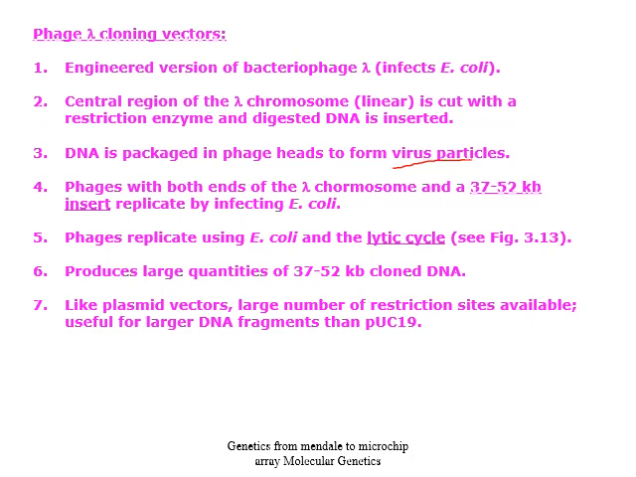E. coli. The phage replicate using E. coli and the lytic cycle, producing large quantities. Like plasmid vectors, a large number of restriction sites are available, and it is useful for larger DNA fragments than pUC19.